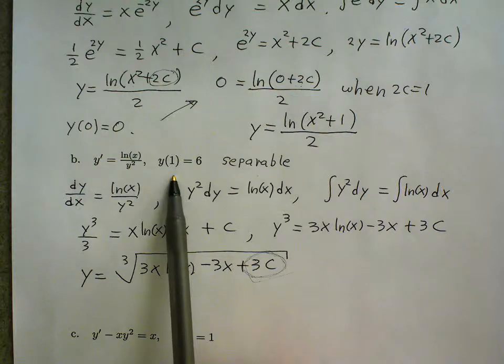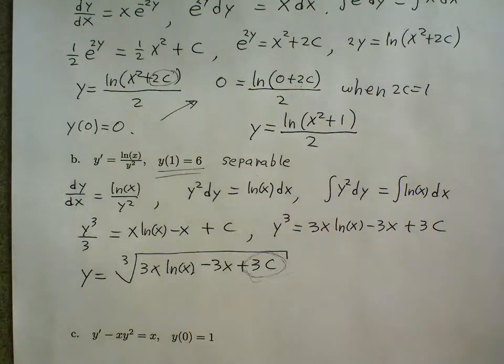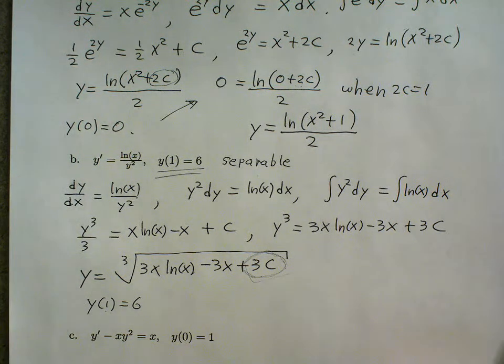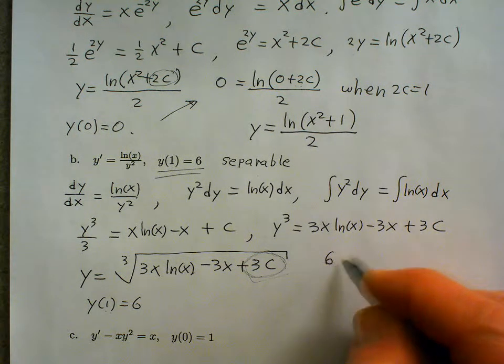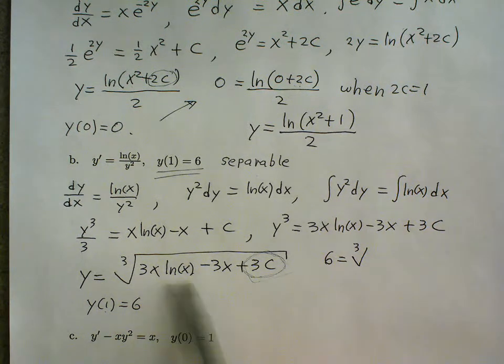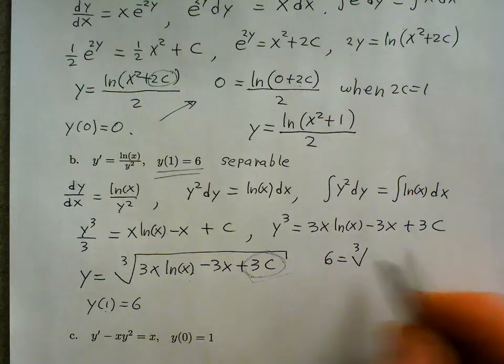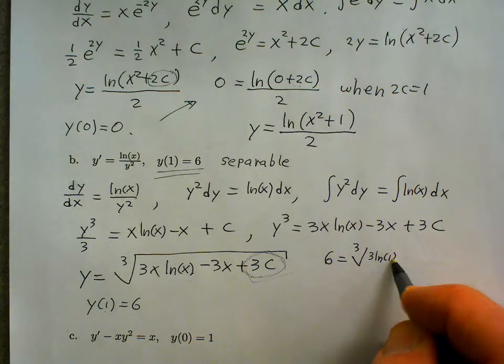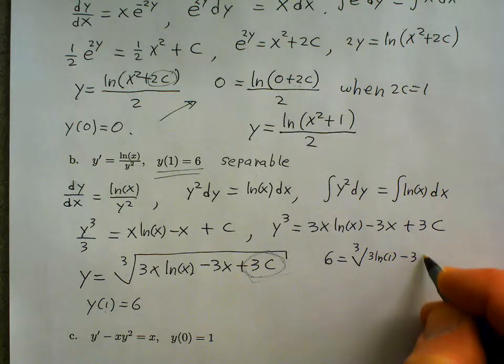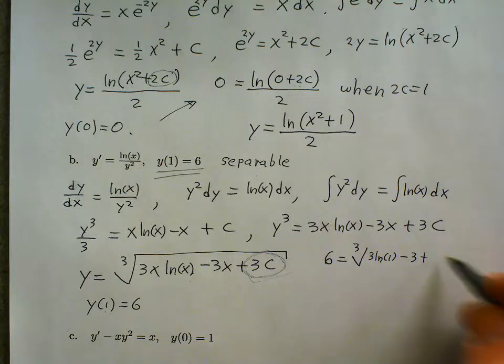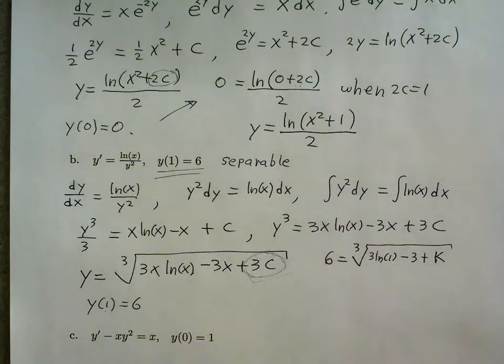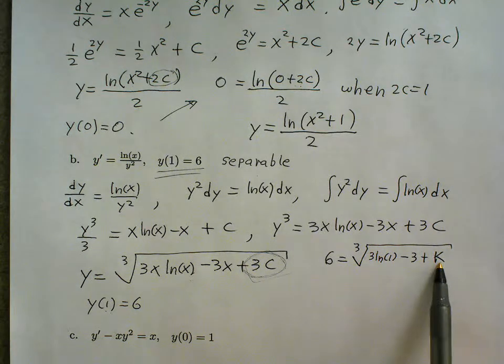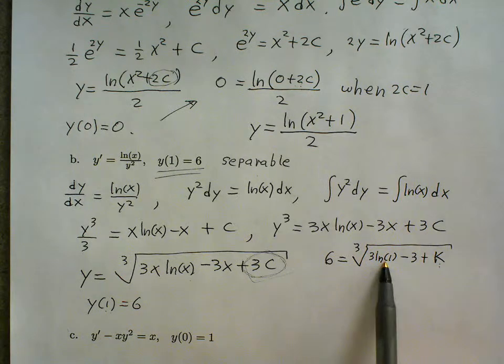Okay, the initial condition, y of 1 is equal to 6. So y of 1 equals 6. That means that when x is 1, y is 6. So replace y with 6, and replace every x with 1. So 3 times 1 times the natural log of 1 is just 3 times the natural log of 1 minus 3 times 1 and then plus. I don't need to do it, but I'm just going to put k instead of 3c. And we want to determine what the value of k is. The natural log of 1 is 0.